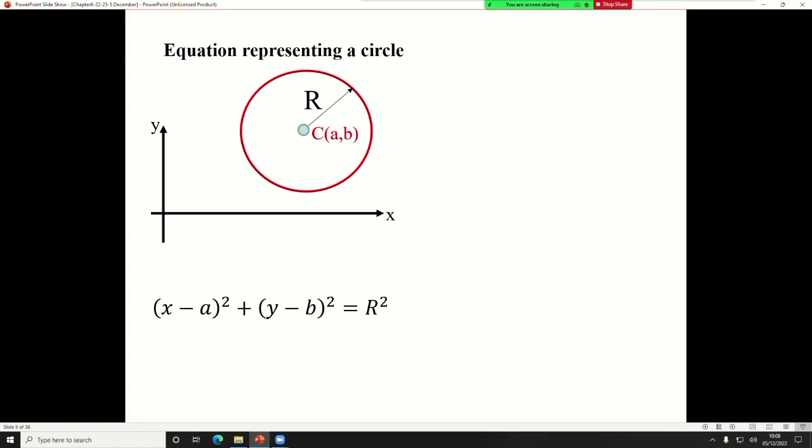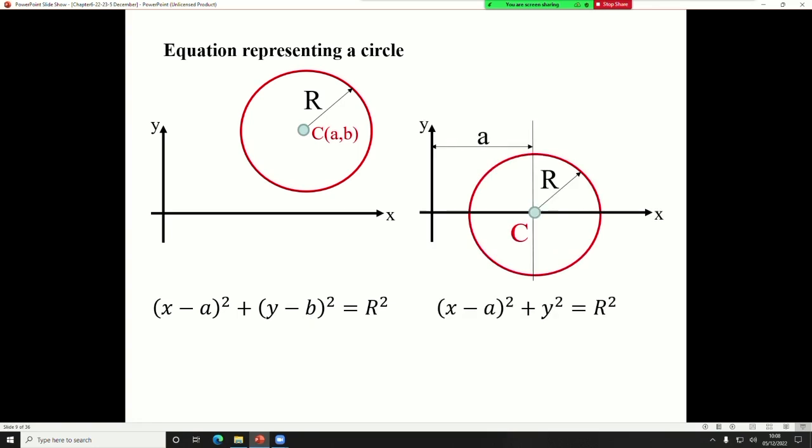Now, if the center of the circle is located on the x-axis, then obviously B is equal to zero, and the equation ends up to be this, the one on the right-hand side. So A is the non-zero x-coordinate of the center, and Y is B, which is zero, so we end up with this equation. That is the equation of the circle. Now, we move on to slide number 9.